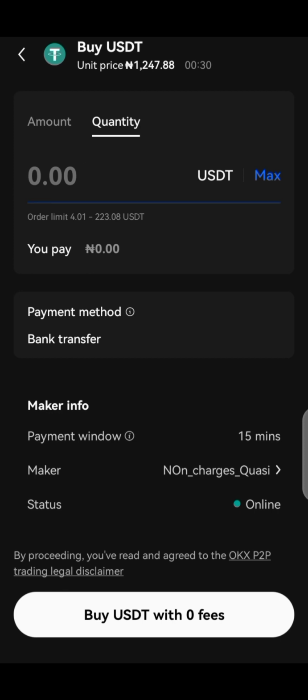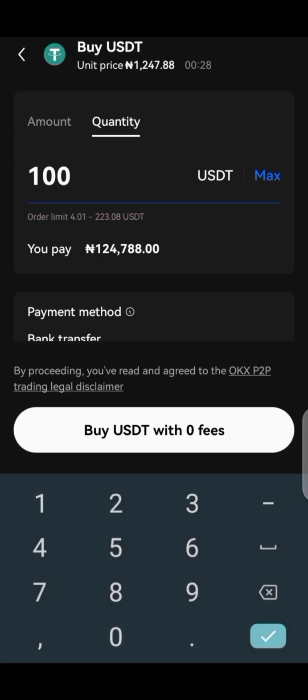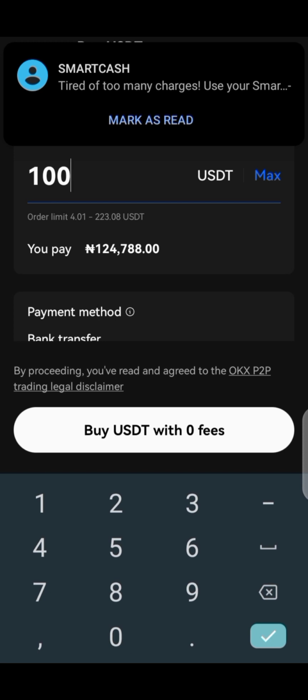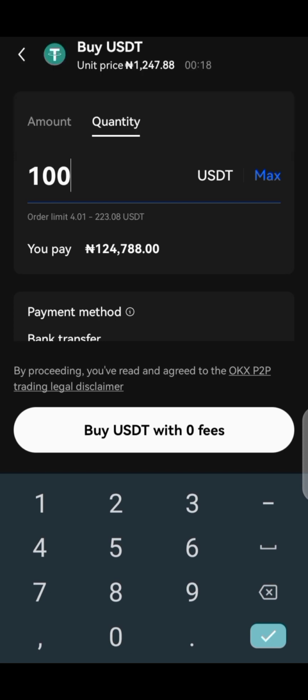Once you click on the quantity, let's insert 100 USDT. With our 100 USDT, we are going to pay 124,788 naira. So that's what we are going to pay, just have that in mind. After receiving 100 USDT at the rate of 124,788 naira, what you need to do is move down to your convert box or your trading section to actually convert this.